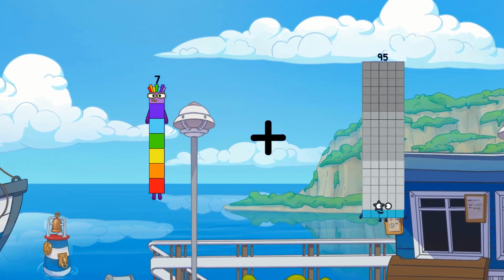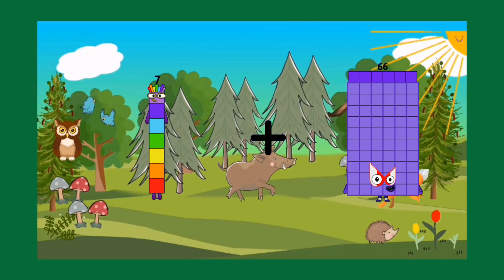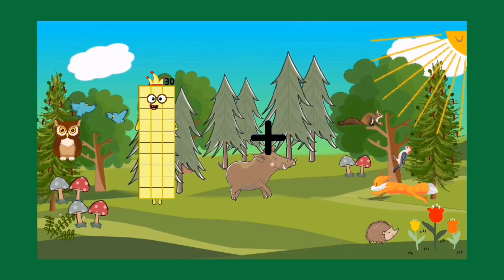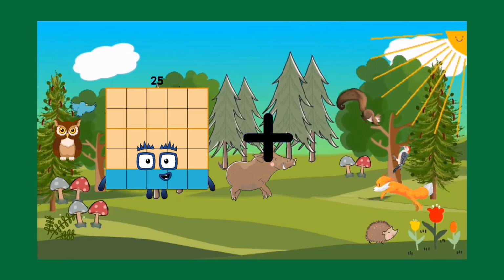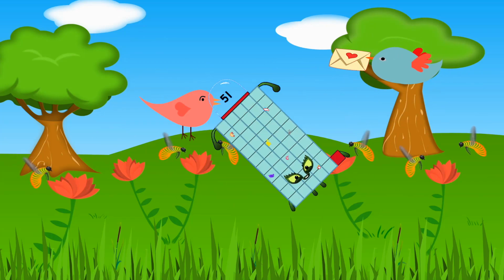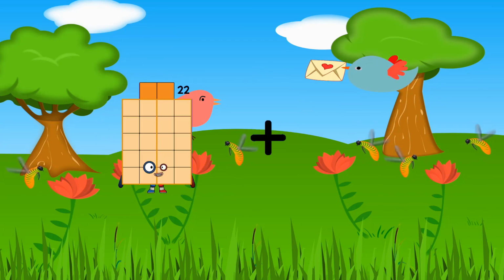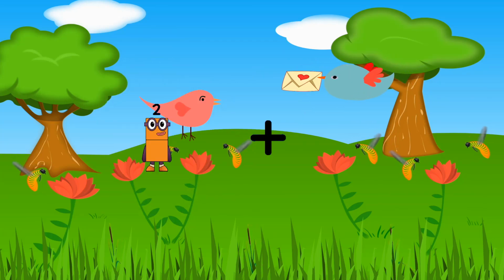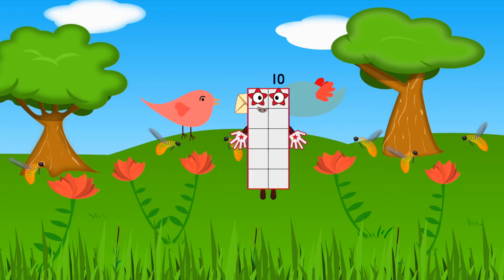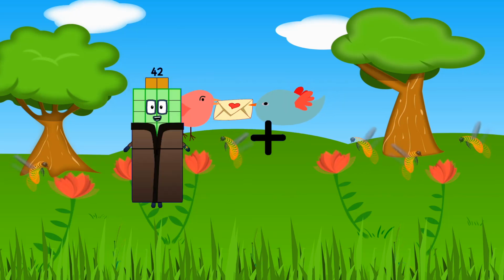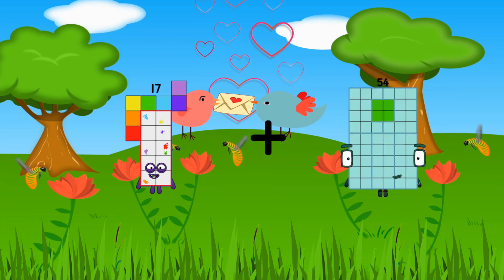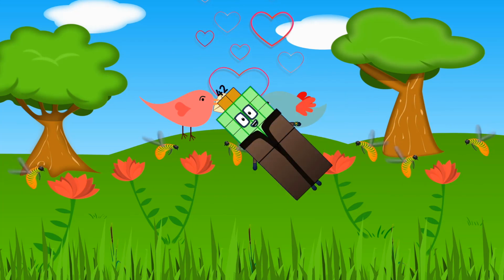7 plus 66 equals 73. 25 plus 26 equals 51. 2 plus 8 equals 10. 17 plus 25 equals 42.